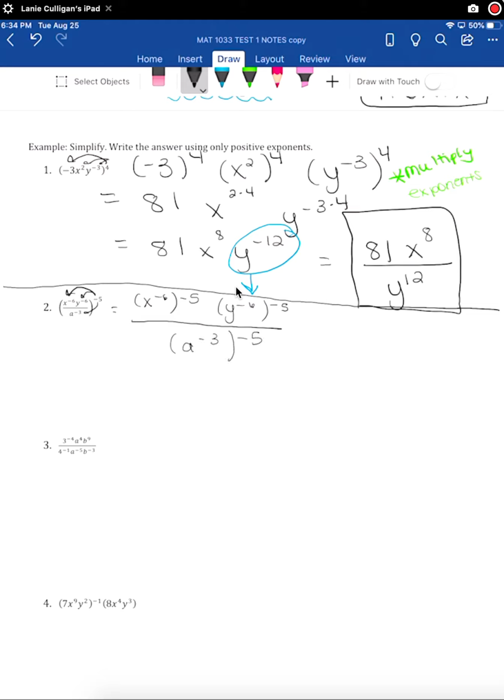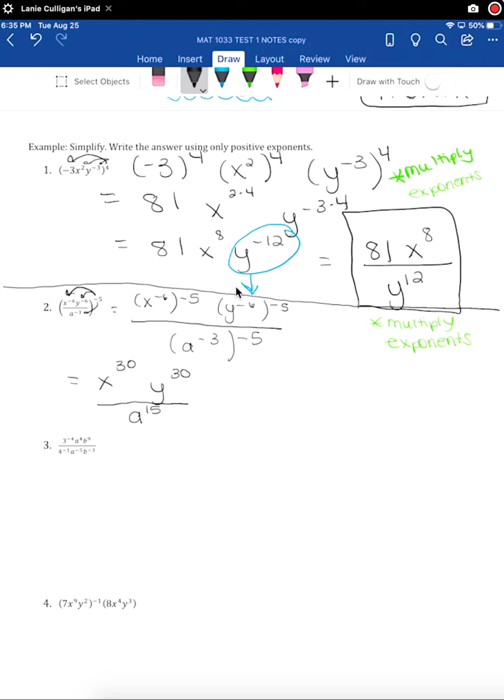So here we have an exponent to an exponent. Again, a power to a power, so again, we are going to multiply our exponents. So we have x, negative 6 times negative 5 is going to be positive 30. Y, negative 6 times negative 5, again, positive 30. All over a, negative 3 times negative 5 is positive 15.